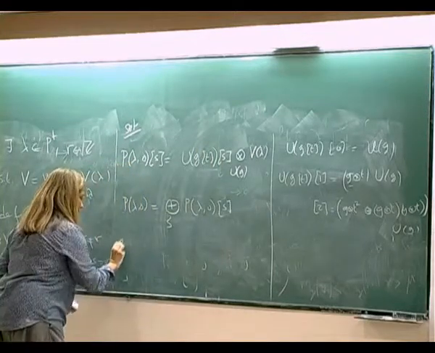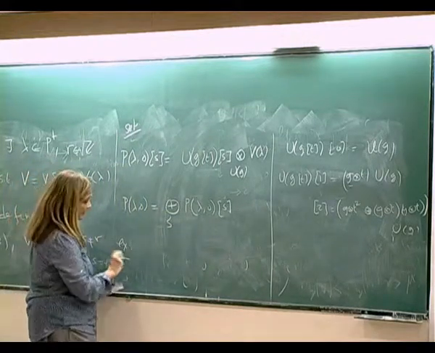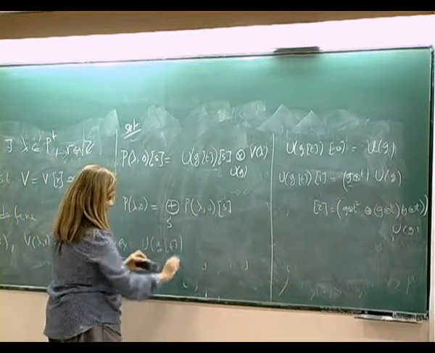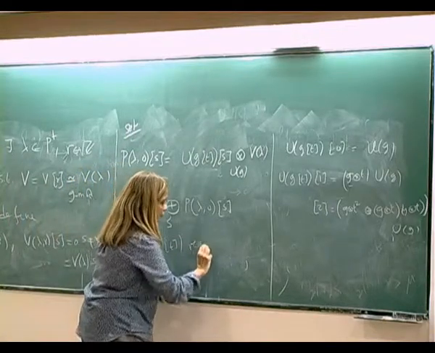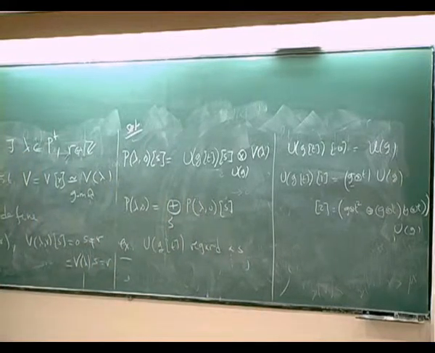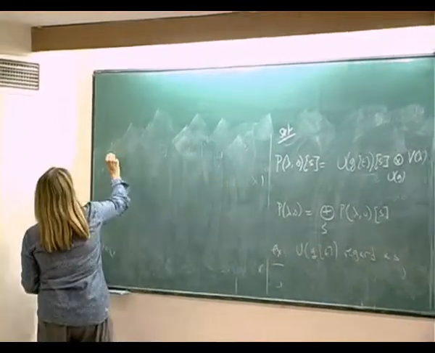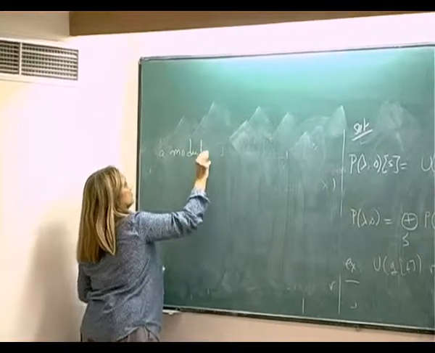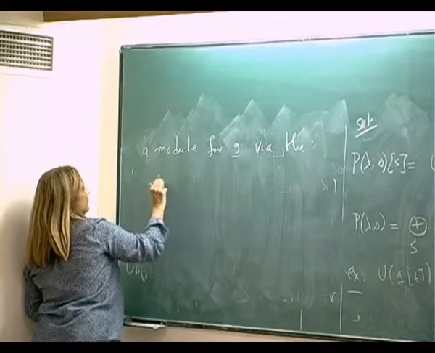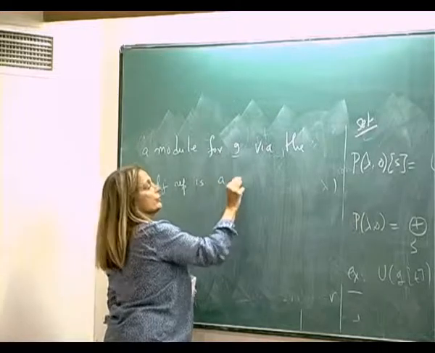So the exercise, which I'm certainly too tired to do now, but I could either do it next time or we can discuss it, is that UGT, regarded as a module for G via the adjoint representation, is a sum of finite dimensional G modules.